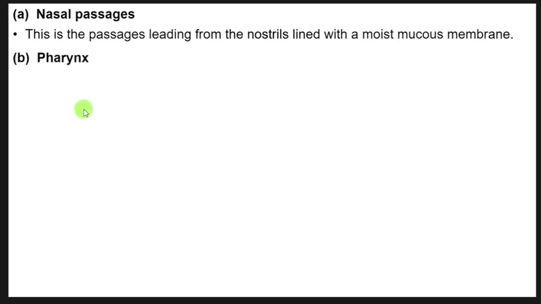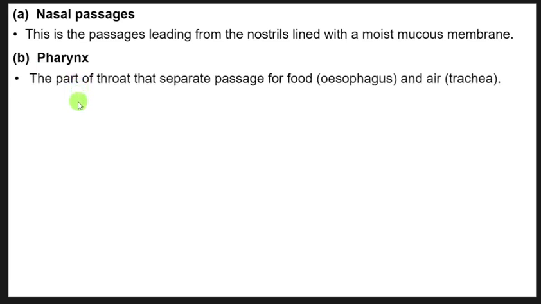All right, now we look at the pharynx. It is the part of the throat that separates the passage for food, the esophagus, and the air, the trachea. So it separates the trachea and the esophagus. And then we have the larynx, the voice box containing vocal cords. Even as I'm talking, the voice is generated from the larynx.